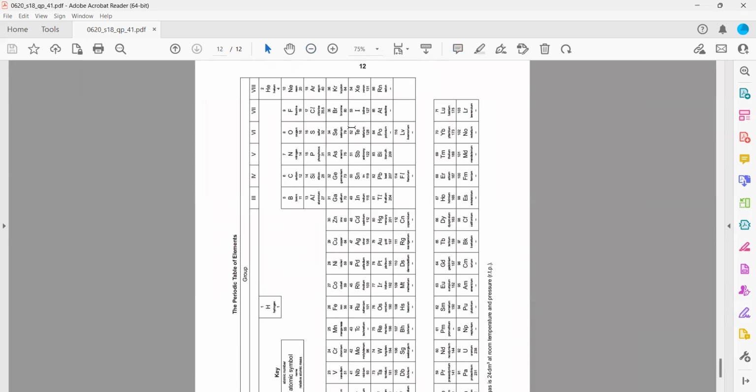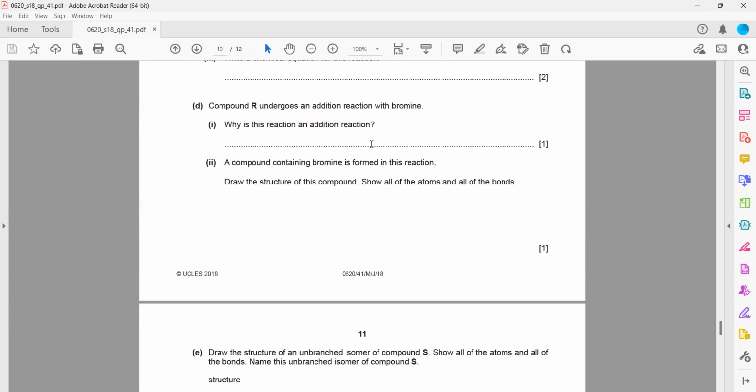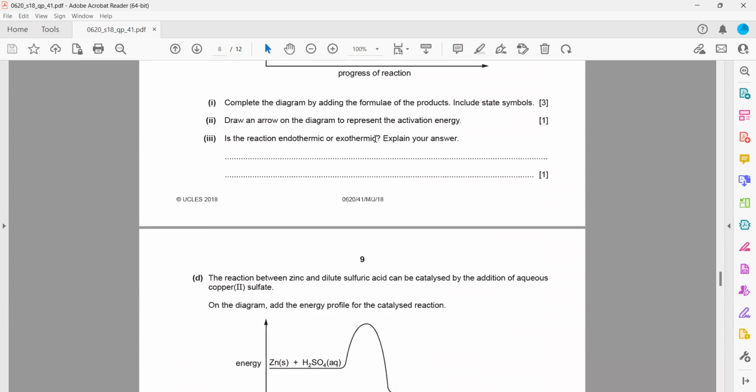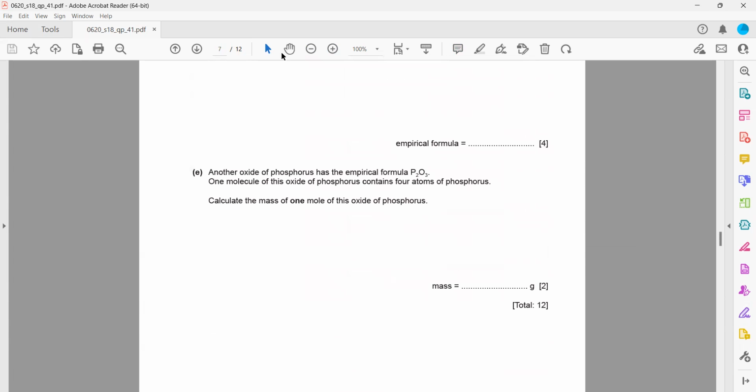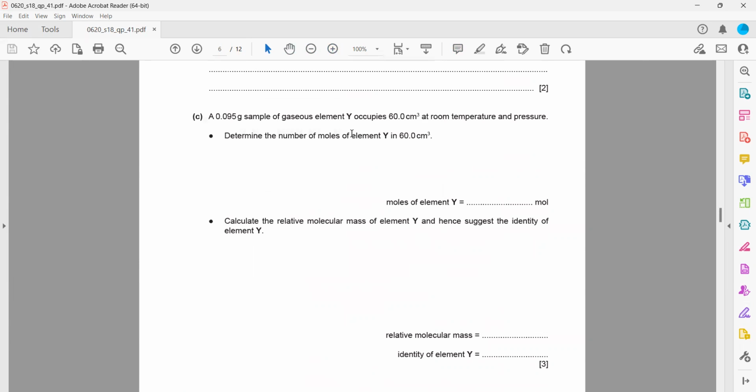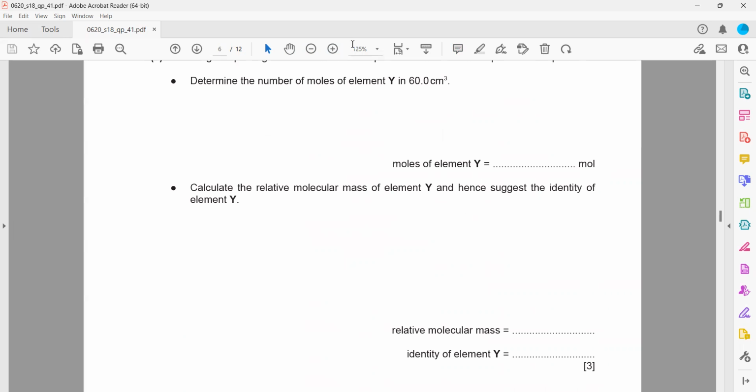Which element has a mass of 19? That is fluorine. You will say that this element is fluorine. So we worked out the mass of the element because the relative molecular mass was 38. The mass of the atom will be 19 because the molecule mass is 38 and it is diatomic. An element with a mass of 19 according to the periodic table should be fluorine.